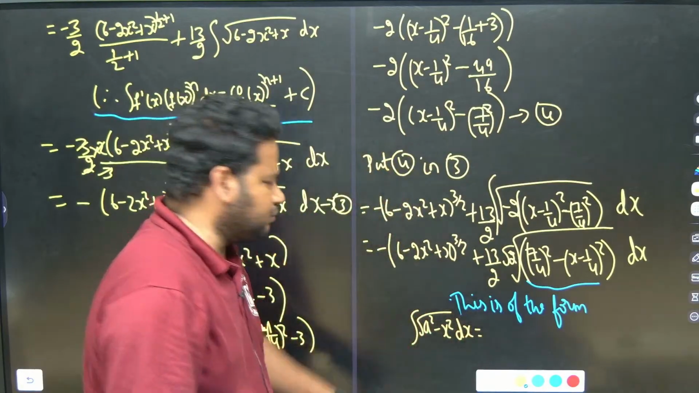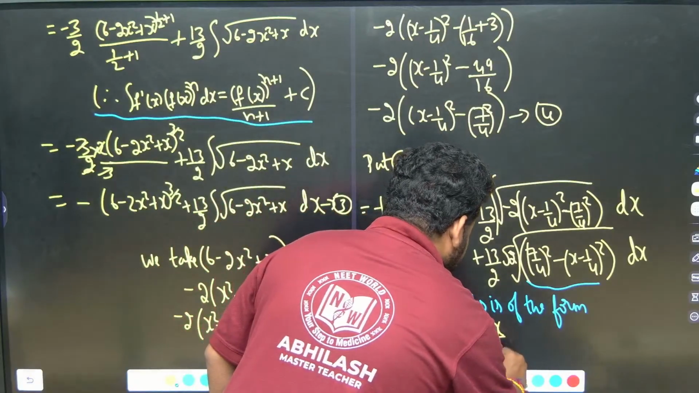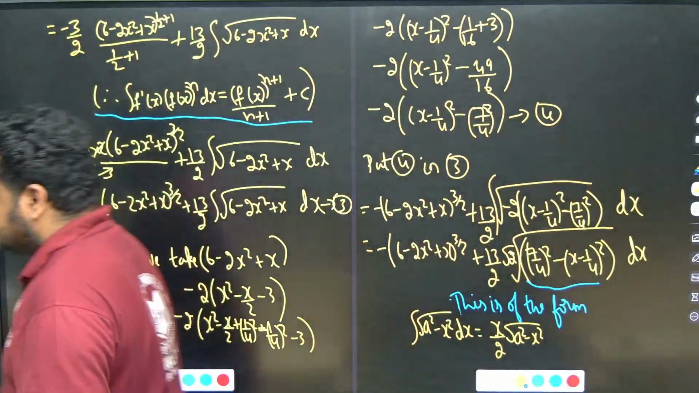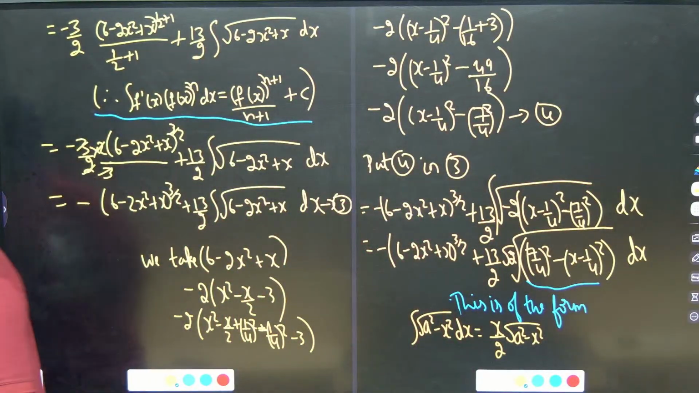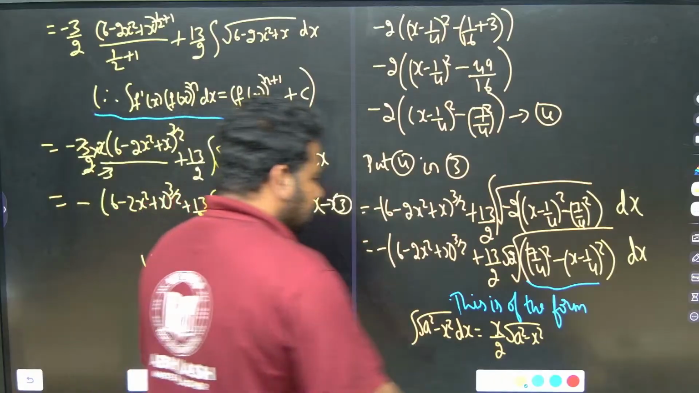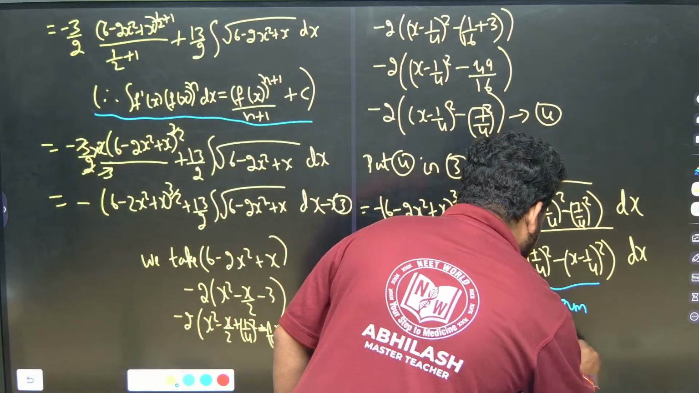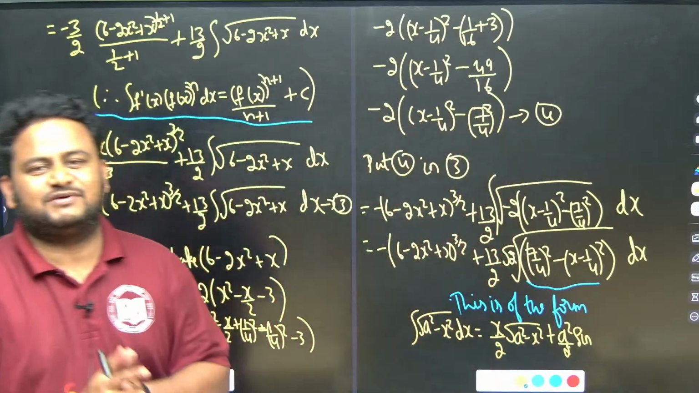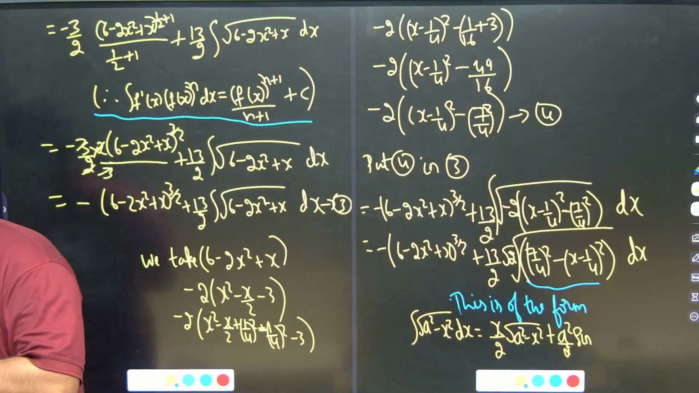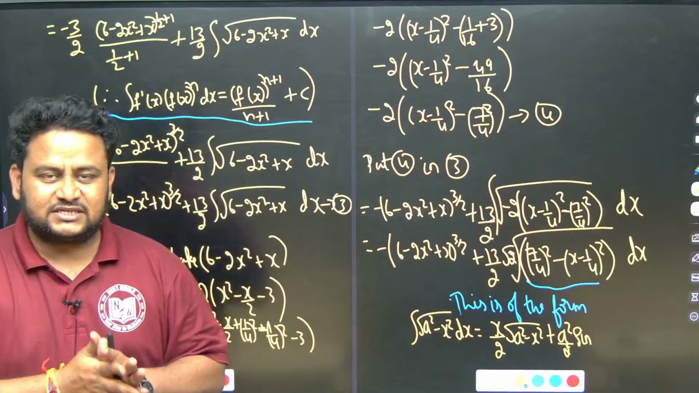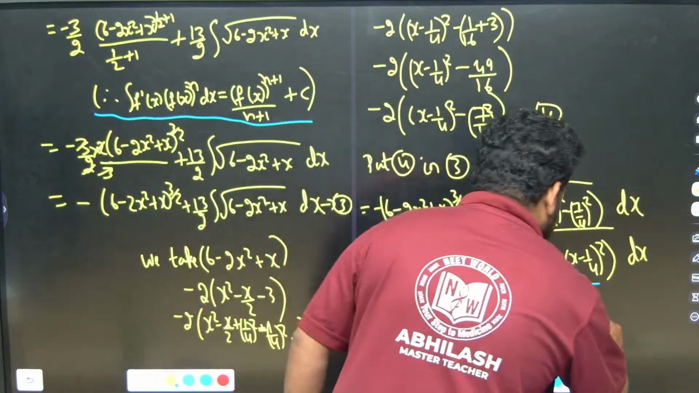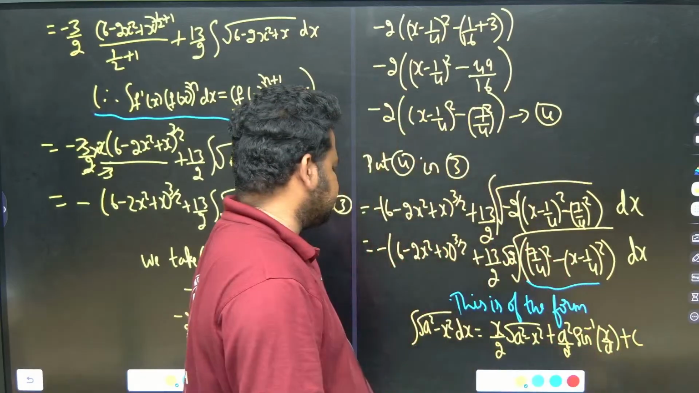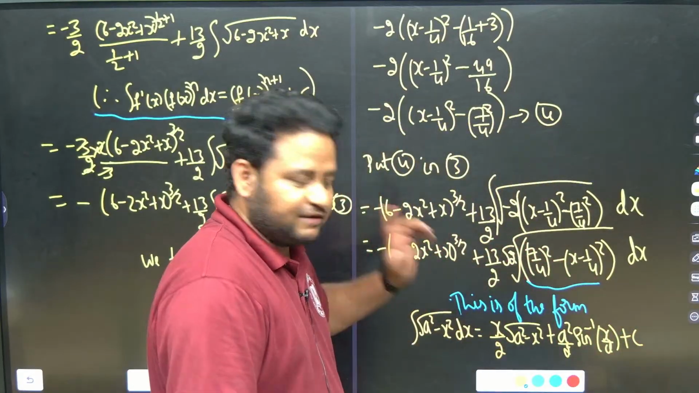So this is nothing but equal to x by 2 into square root of a square minus x square plus a square by 2 into sine, what is it? Sine inverse or sine h inverse? Think about it. This is sine inverse only. Sine inverse of x by a plus c. This is the reason you have to write it. Definitely you have to write it.